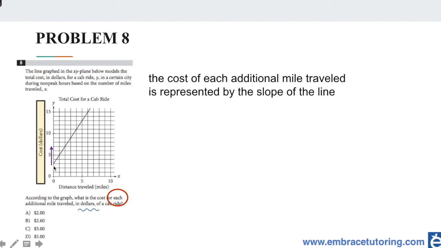So I'm going to go up 1, 2, 3, 4, and then I'm going to go over 2. So I'm up 4 over 2, and I'm going to do this again to see if it matches, and I'm going to go up 4. It does, over 2. So that means that my rise over my run, given my slope, is going to be up 4 over 2, which is equivalent to 2. And that means that is going to be my price for each additional mile. A should be my best answer.